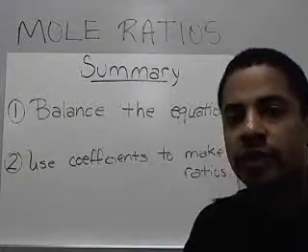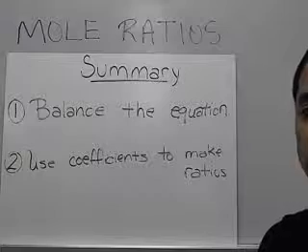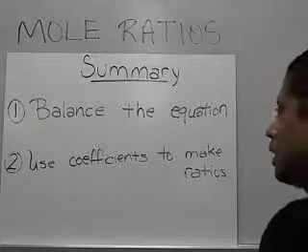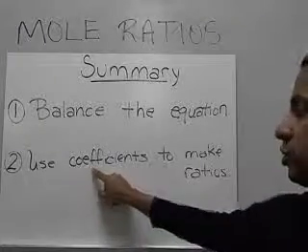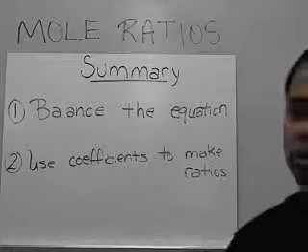So in summary, the way that you determine your mole ratios is 1, you balance your equation, and then 2, you use your coefficients to make your ratios.